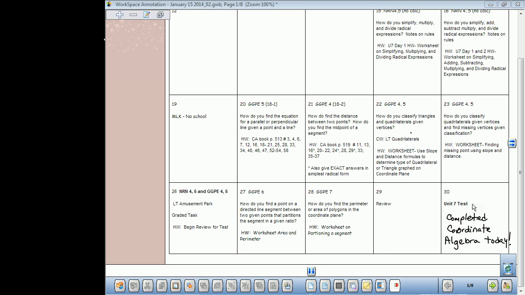And then we'll have a review, and then a test, and then on this day, you will have completed the coordinate algebra part of this class. And so when you come back in February, yeah, that'll be exciting. We'll start analytic geometry. Okay? So what we'll do is we'll celebrate by getting a new book. Yay!